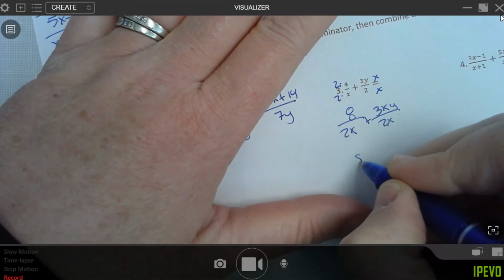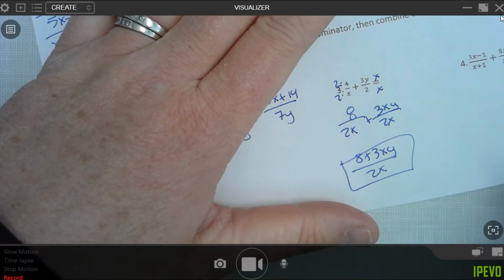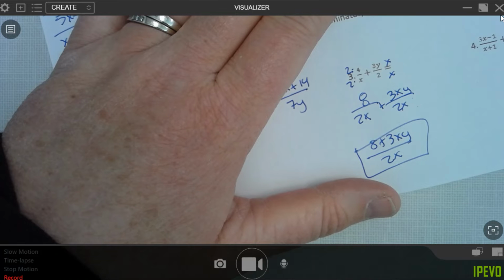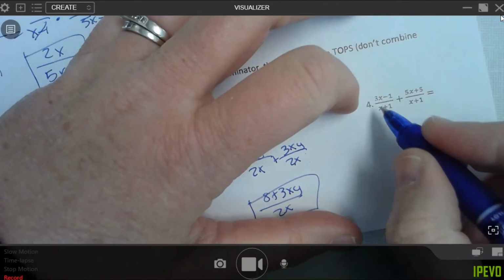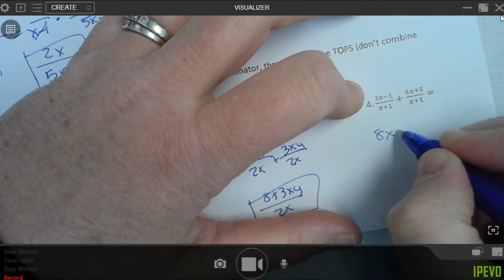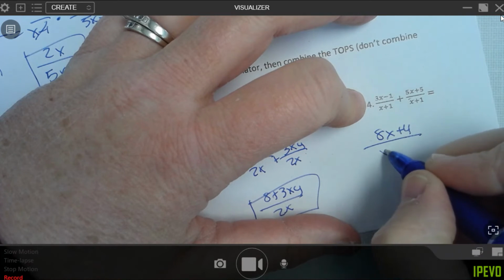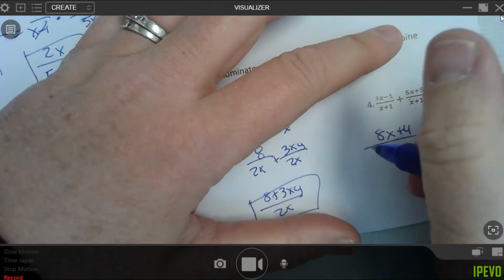So we're going to get (8 plus 3x)/(2x). Do not combine the bottoms. Remember, if you do a half plus a half, that is 2 halves, not 2/4. Bottoms are already the same, so just add your tops here. So I get (8x plus 4), right? Sometimes this will reduce, so you need to check to make sure, but this time it does not reduce for you.